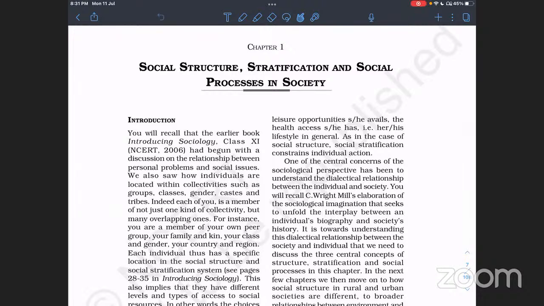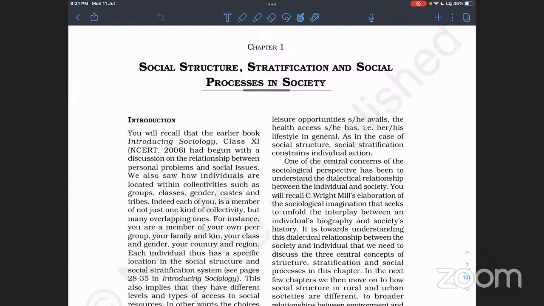Why not? Just like I told, right? Don't you think the religion to which you belong can determine your marriage? Definitely. The religion to which you belong can determine your family status? Very much. Like this, different social institutions also interact with each other. That is the point I am trying to say.